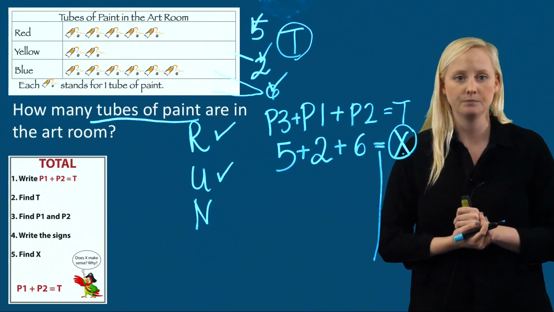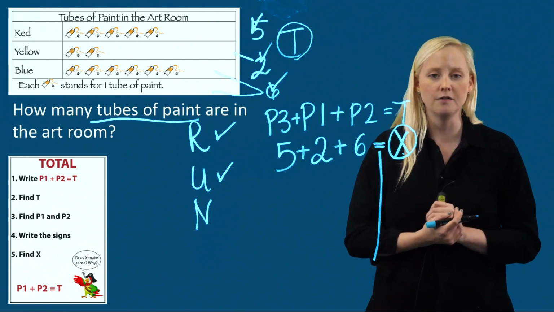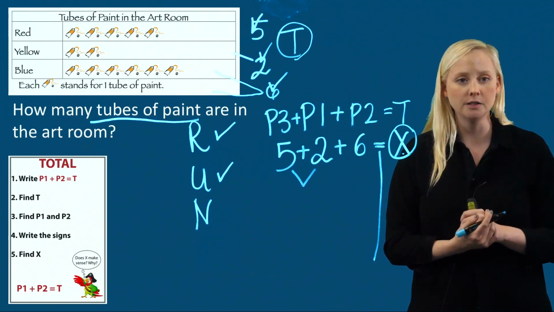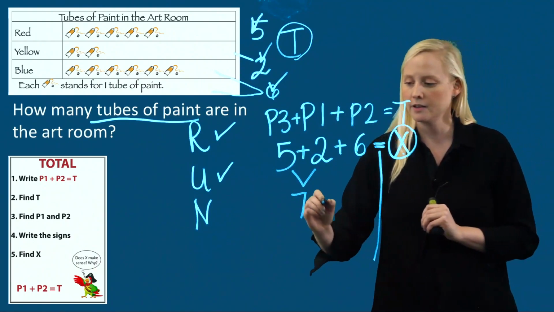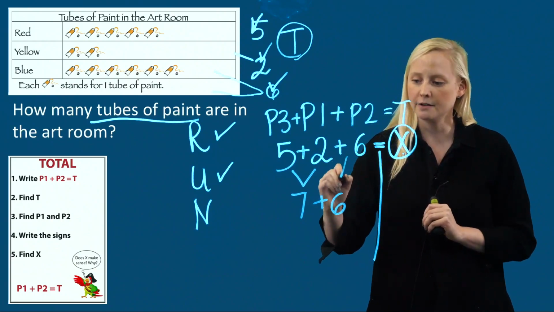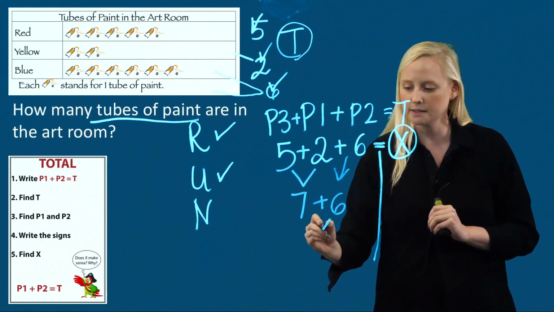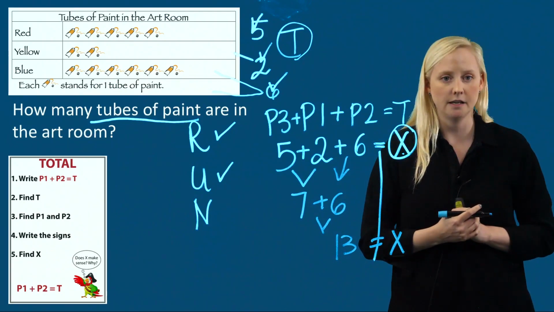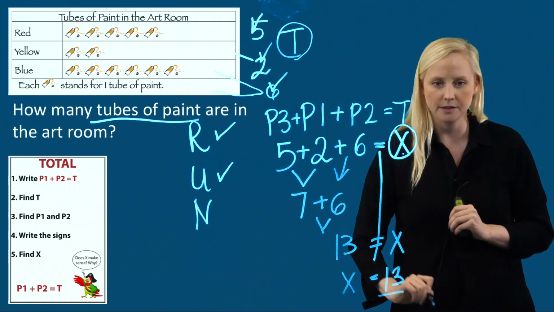to get the answer. We always want to teach students to add left to right, so let's start with our first 2 numbers. We have 5 plus 2. 5 plus 2 is 7. So I'm going to put a 7 down there, and then I'm going to bring down this 6. I know that 7 plus 6 is 13, so our number answer is 13. We can also write it like this. X is the same as 13.